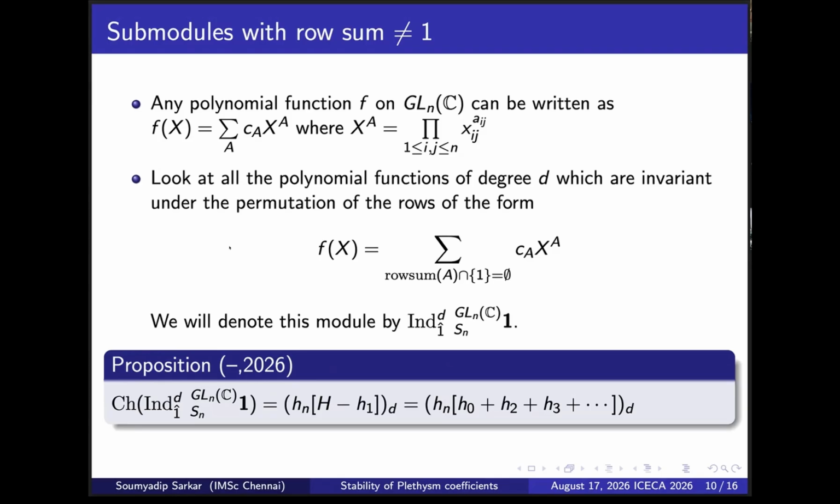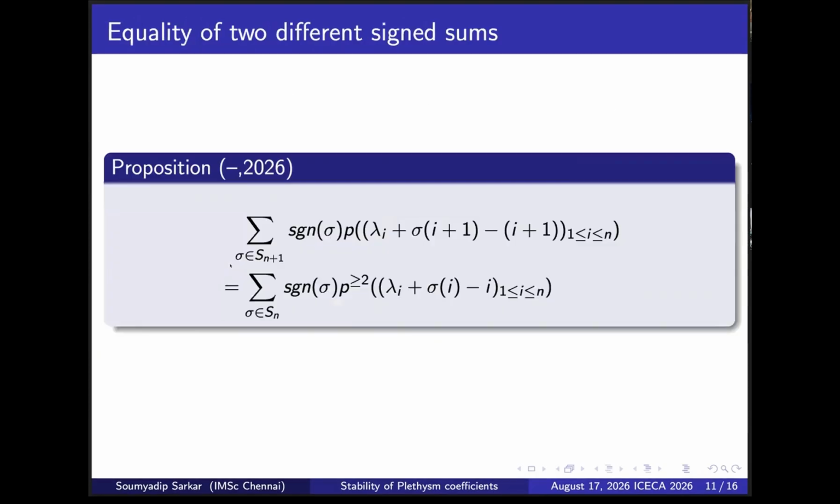And it's not very hard to show that the character of this module is basically Hn plethysm capital H, but H1 is missing, precisely because you are not allowing the row sum to be 1. So the character of this module is the degree d part of Hn plethysm H0 plus H2 plus H3 and so on. So only H1 is missing. That is the difference between Hn plethysm H and this character. This is also not very hard to show.